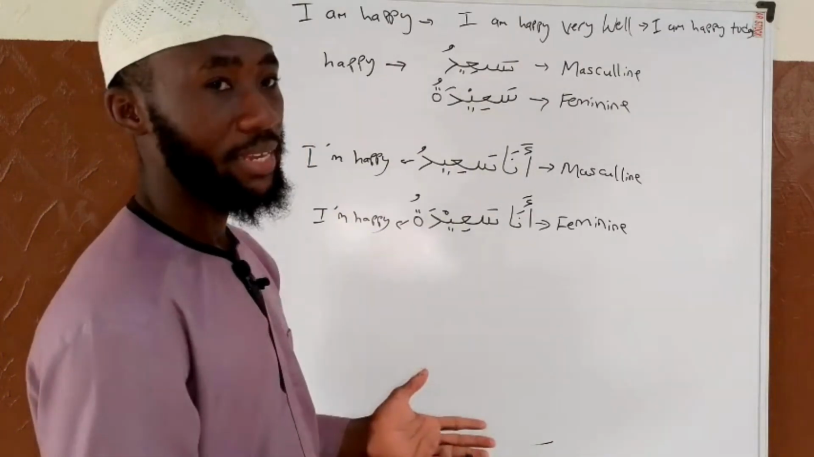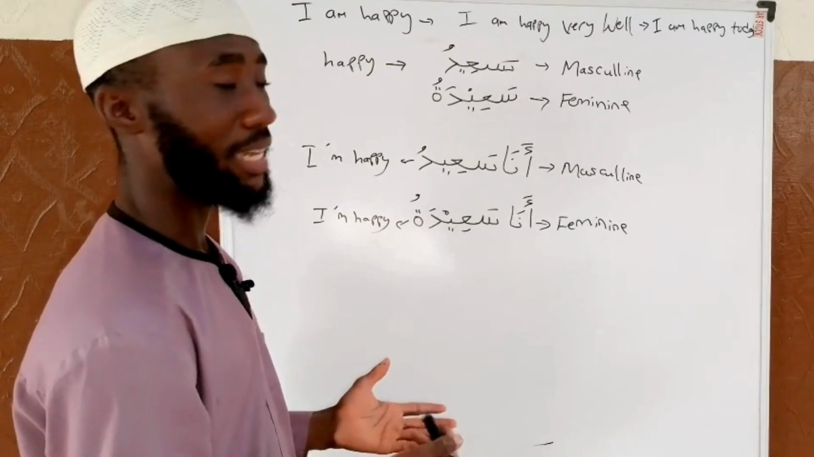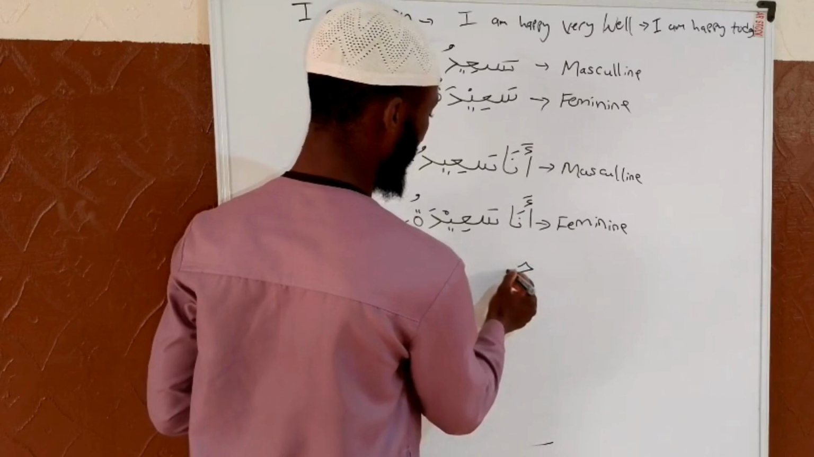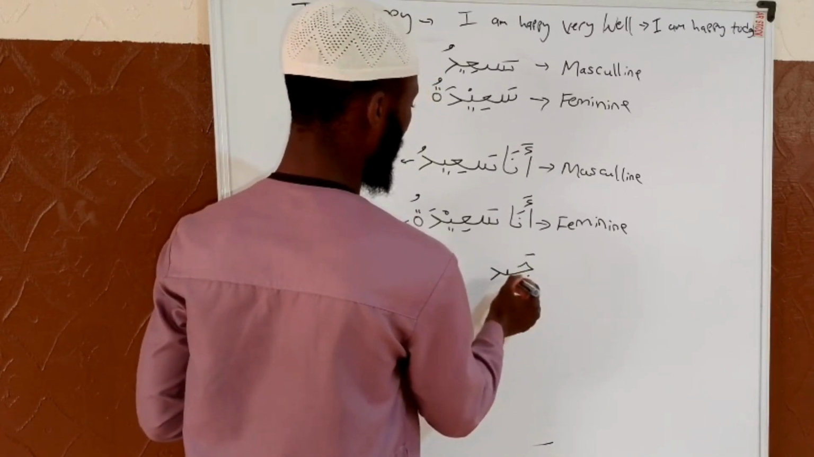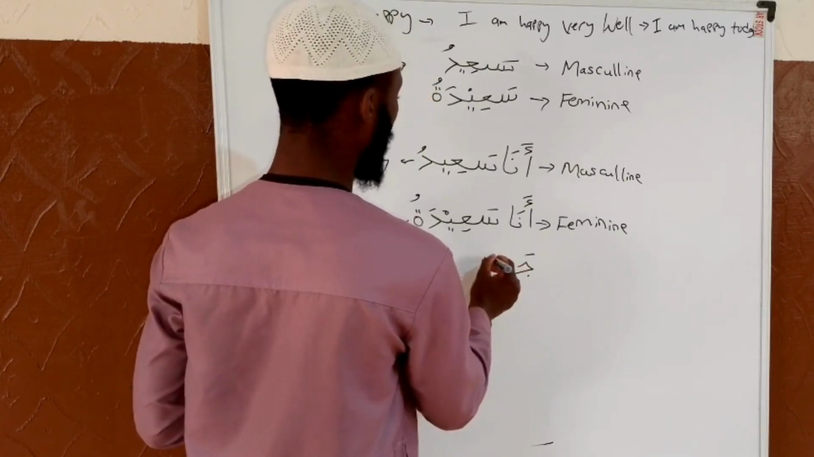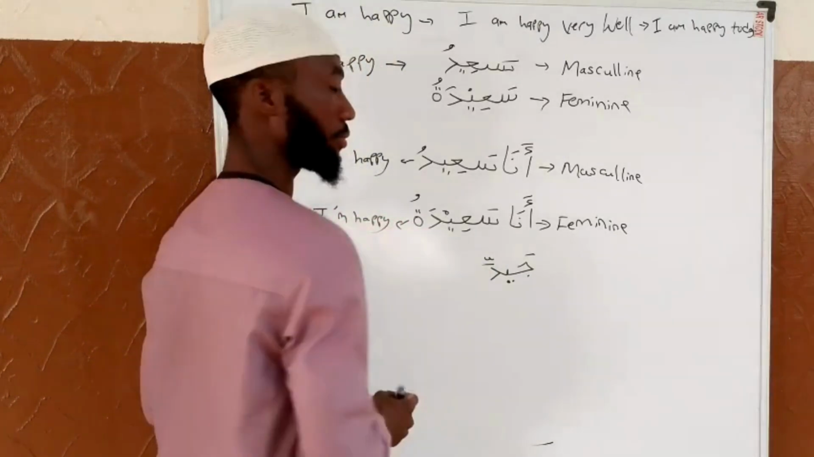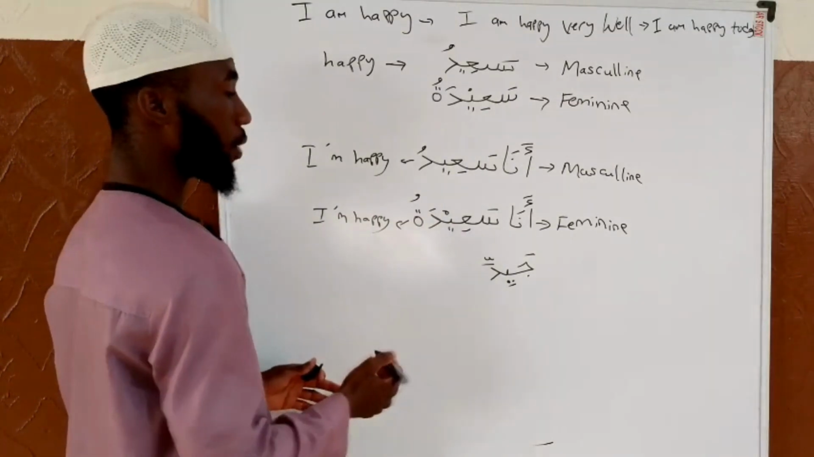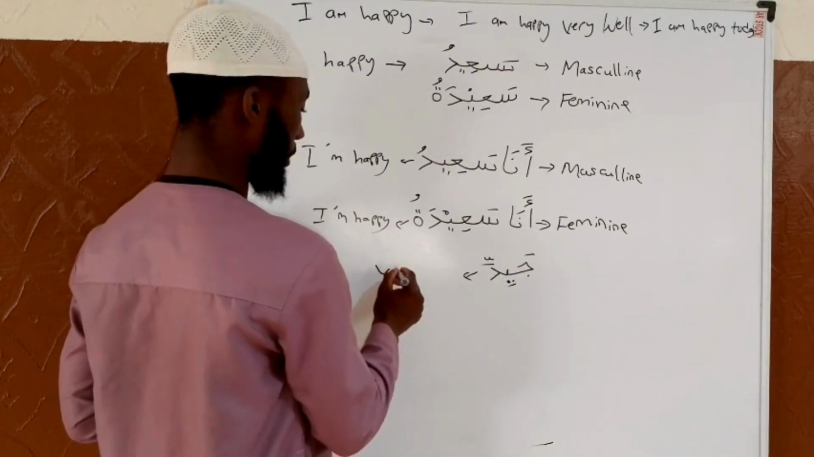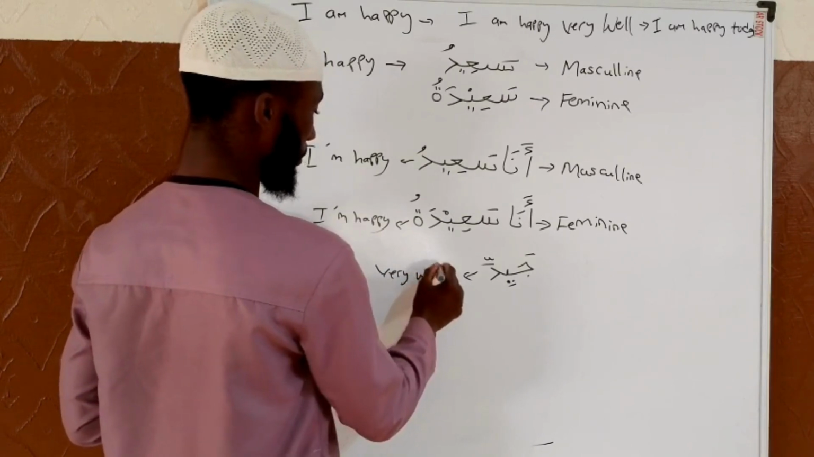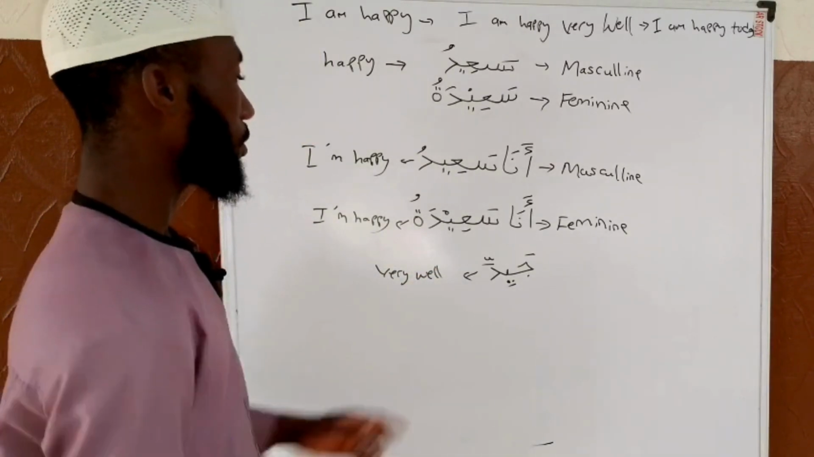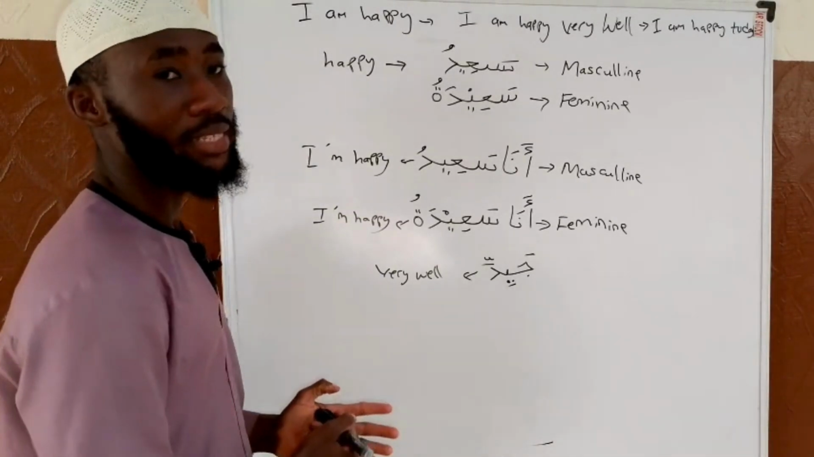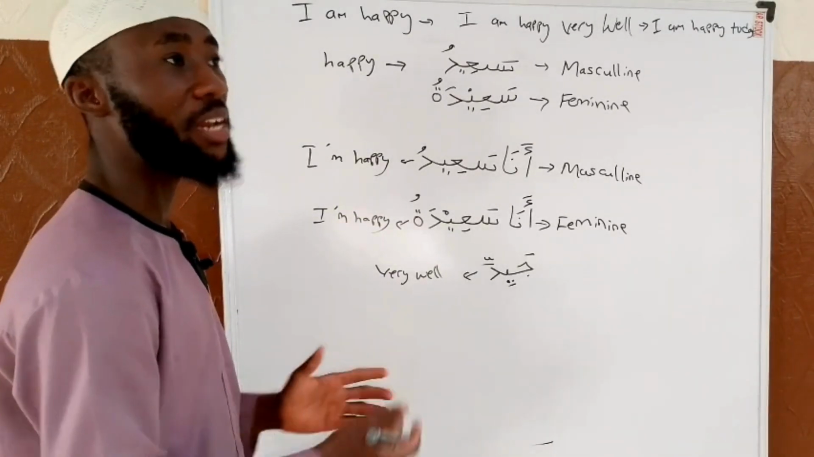Now, how do I say in Arabic that very well? Very well is Jayyid. That's Jayyid. It means very well.